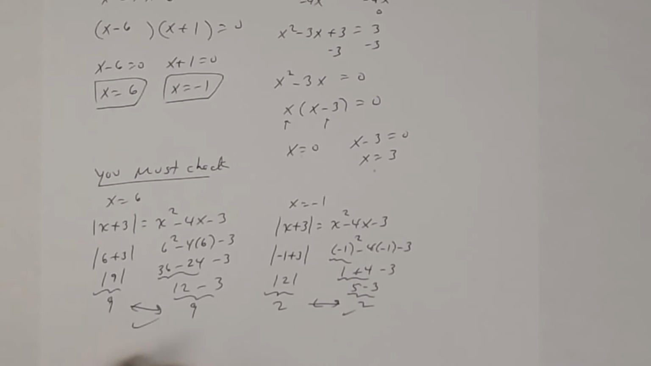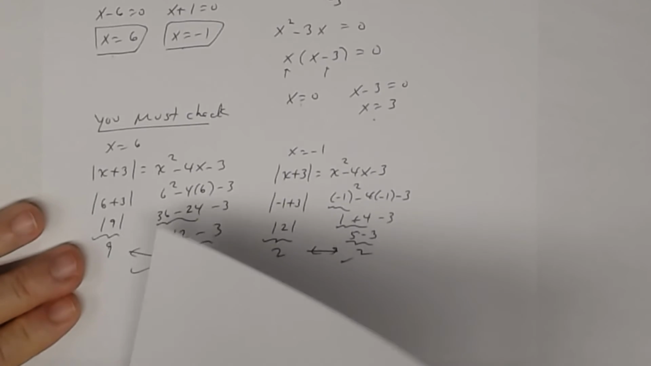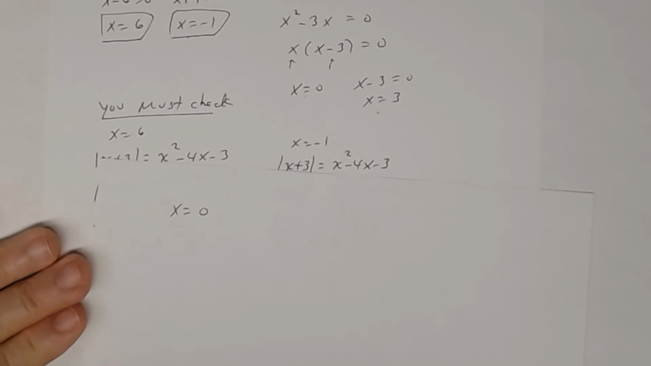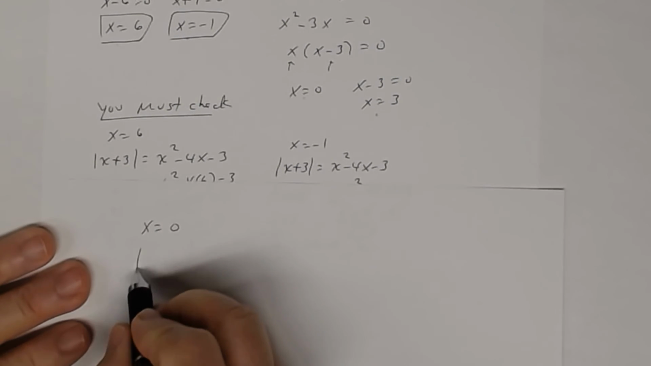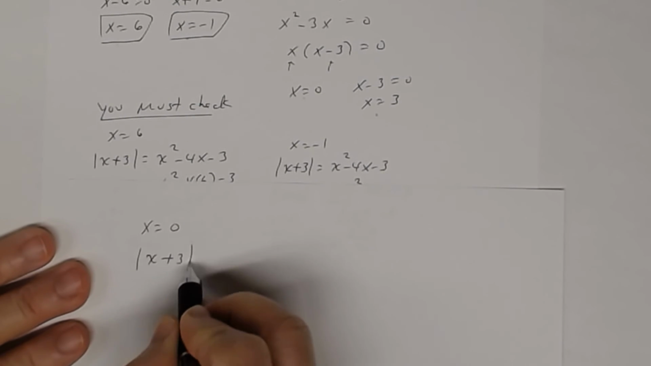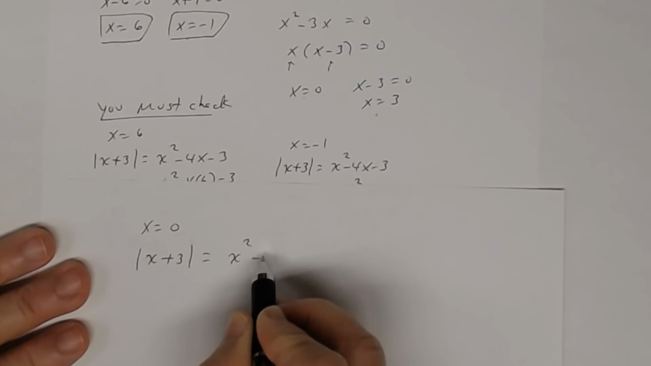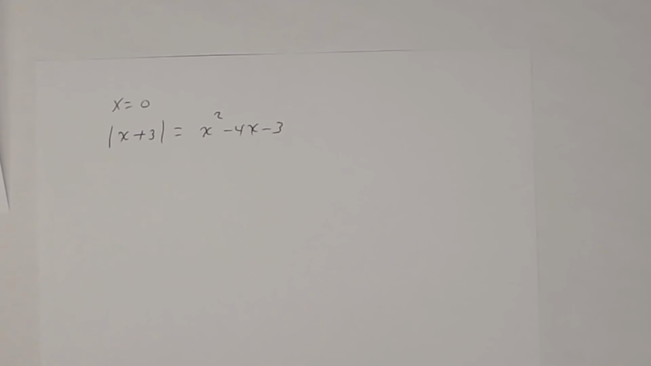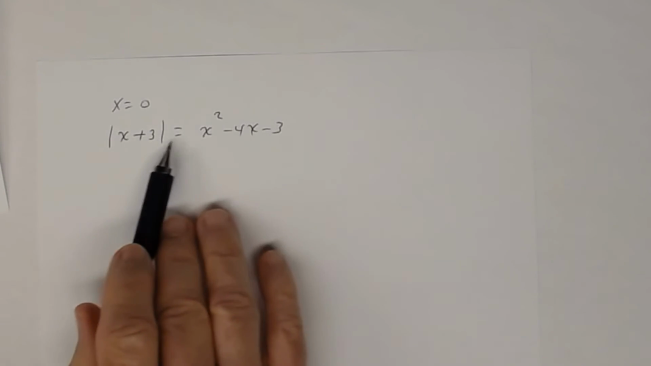Okay, remember you got to check all of them. So we have 2 more to check. So let's go ahead and check x equals 0. So go back to the original, and we'll go ahead and write the original here. The absolute value of x plus 3 equals x squared minus 4x minus 3. Okay, so wherever you see the variable x, I'm going to substitute 0.